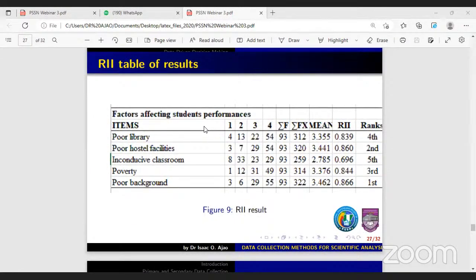Now, the RII table of results. This is an example: for instance, factors affecting student performance.